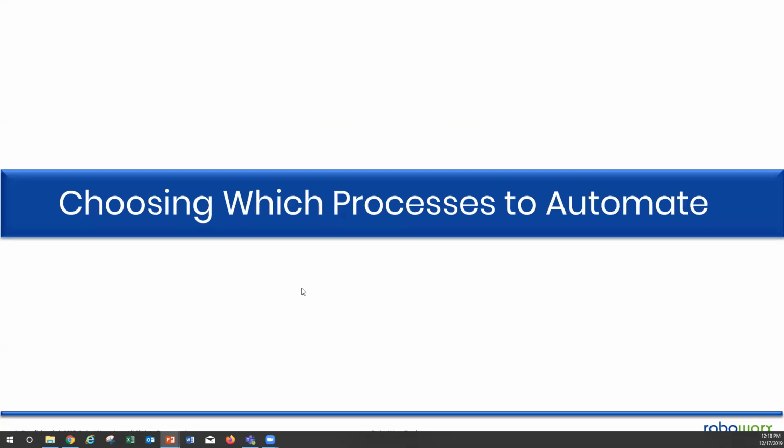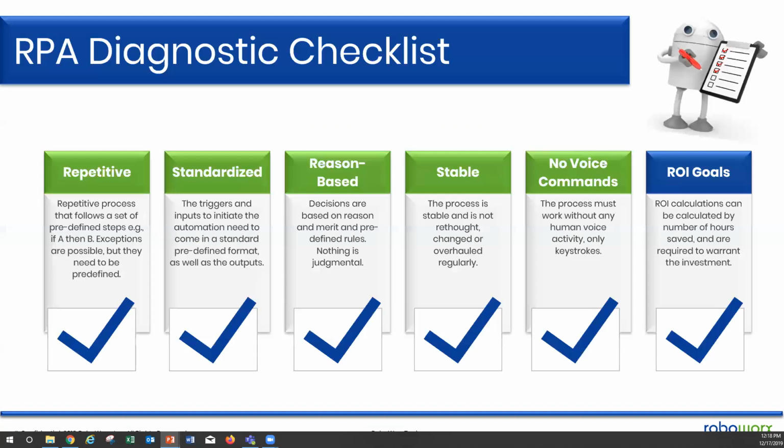So how do you choose which process to automate? Where do you start? So this is what we call our RPA Diagnostic Checklist. And these are all the things you're going to think about when you think about where to start. So repetitive. You want to automate a repetitive process that has a predefined set of rules. So as I've been talking about, the robots don't think, they don't make judgments. So you need to have a process that's going to be if A, then B, and or, etc., etc.